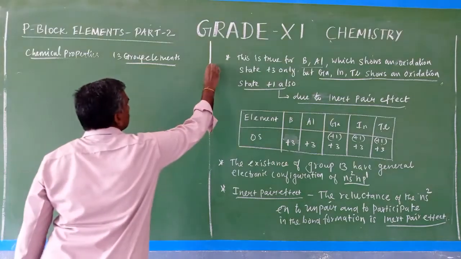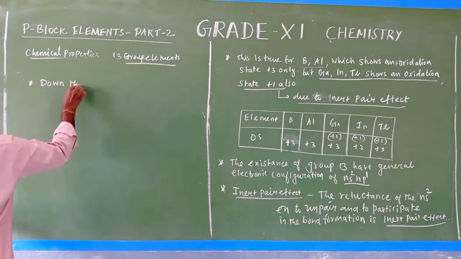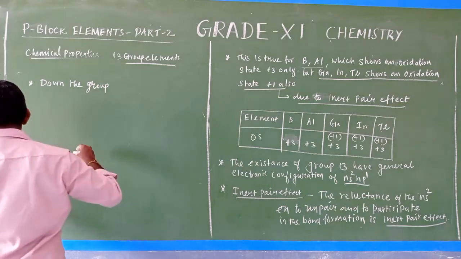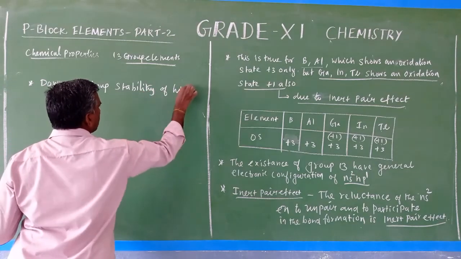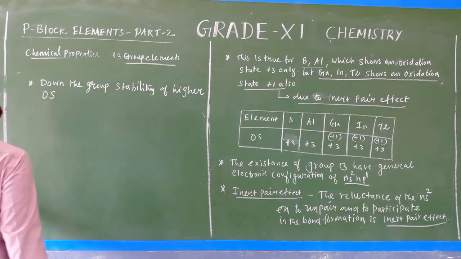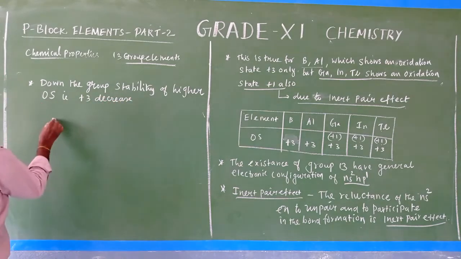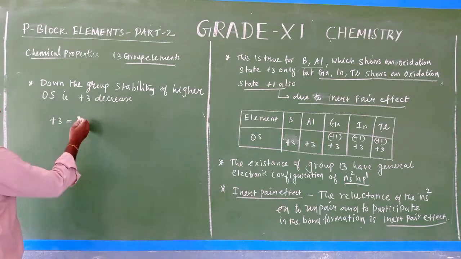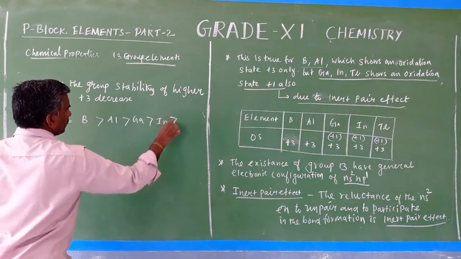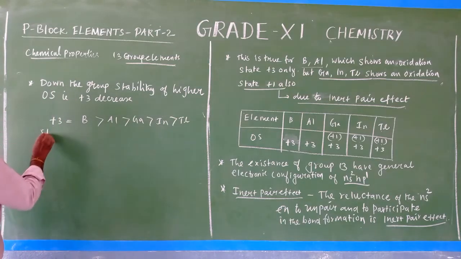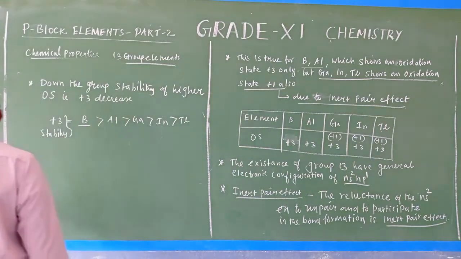Next, very important: down the group, oxidation state. Down the group, the stability of the higher oxidation state in group 13, that is plus 3, decreases down the group. Plus 3 oxidation state is high for boron, then aluminum, gallium, indium, thallium decrease. For plus 3 oxidation state stability, boron is very high.